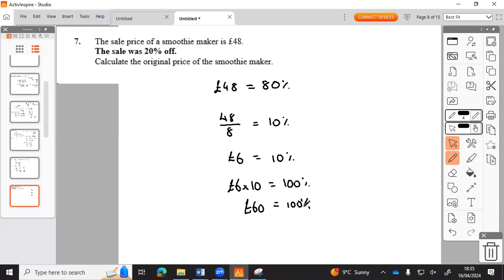You could also have taken it to 20%. So if you divide it by 4, you get £12. You would have got 20%. Then multiply that by 5, get 100%. You get the same answer.